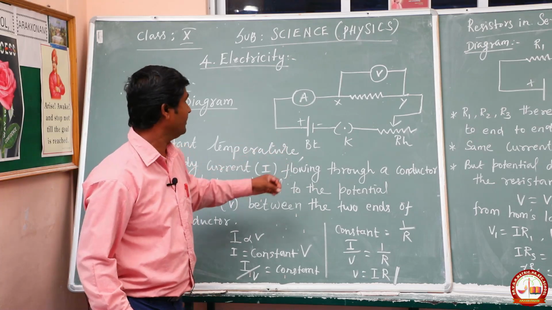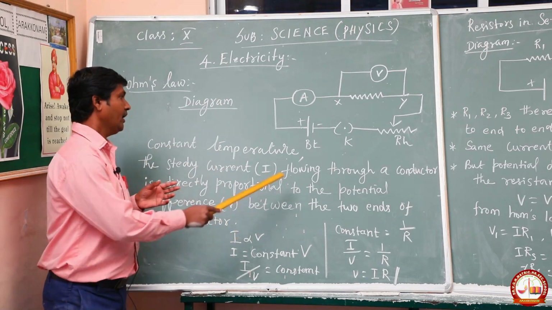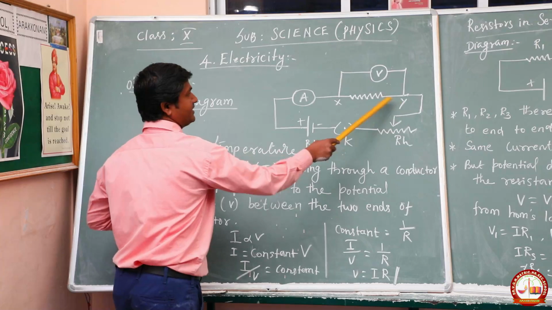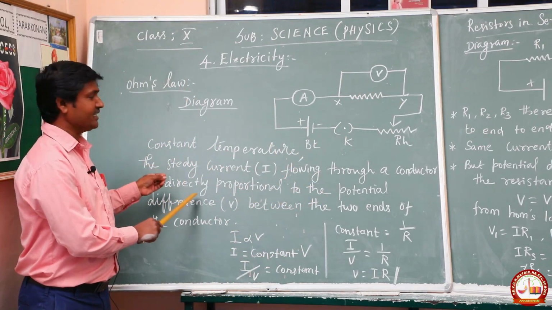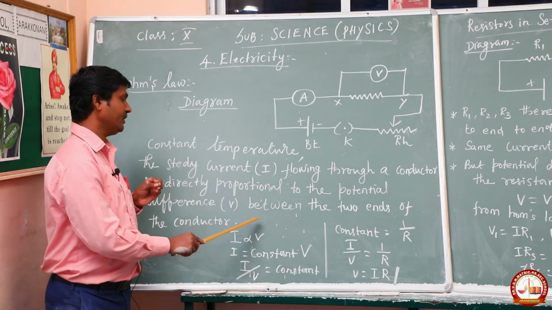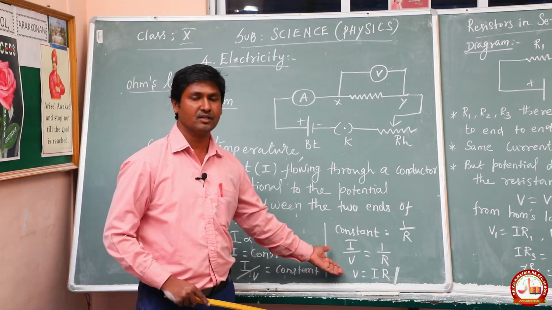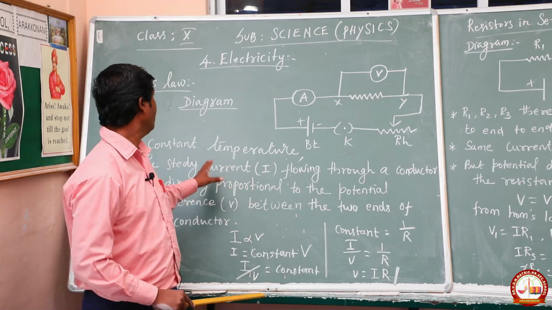Once again, I repeat Ohm's law. At constant temperature, T is constant, a steady current flows through the conductor XY. V is the potential difference. The current is directly proportional to the potential difference between the two ends of the conductor. The formula is V is equal to IR. So Ohm's law is a very important law.